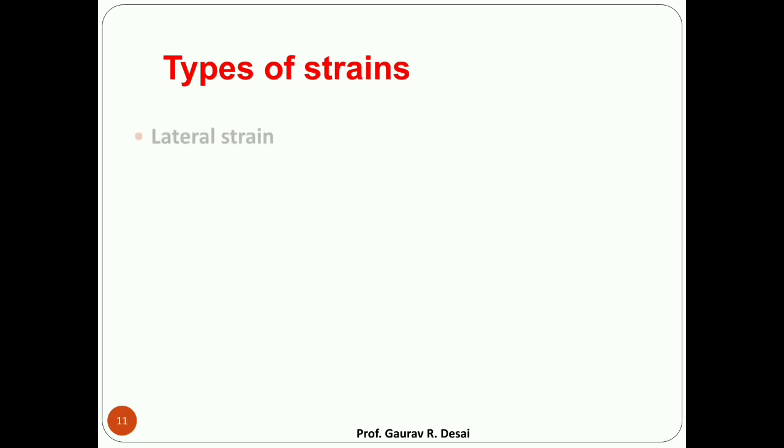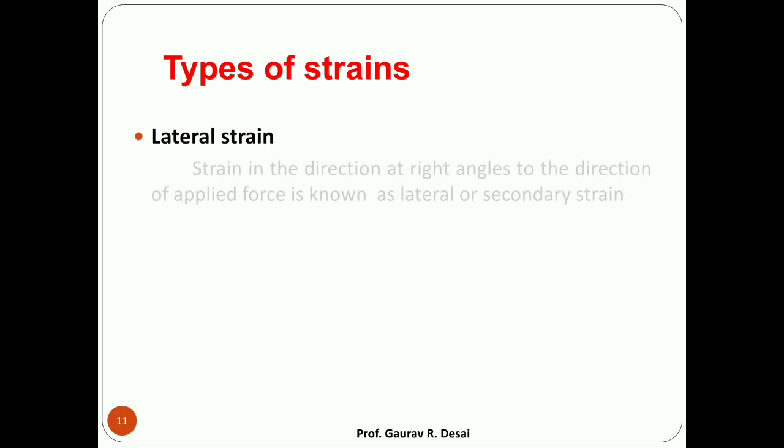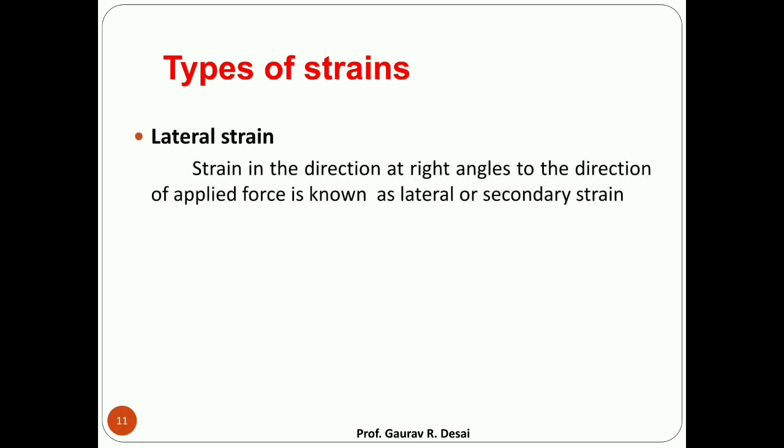So next is lateral strain. Lateral strain is a strain in the direction at right angles to the direction of applied force, known as lateral or secondary strain. Means any strain which is applied in the direction at right angle to the particular member will be called lateral strain. In the earlier linear strain, we studied the length, but in lateral strain, anything apart from the length of the member, like width, thickness, diameter, and change in that amount is called lateral strain.